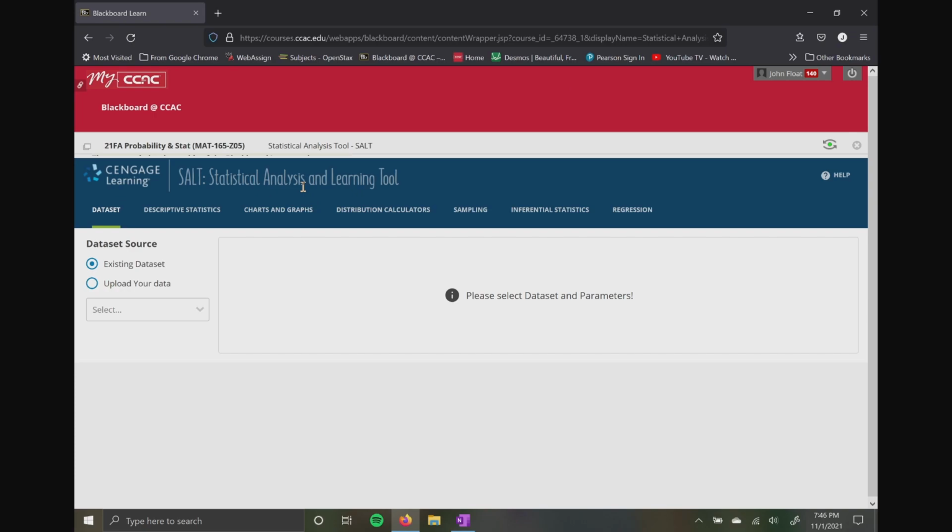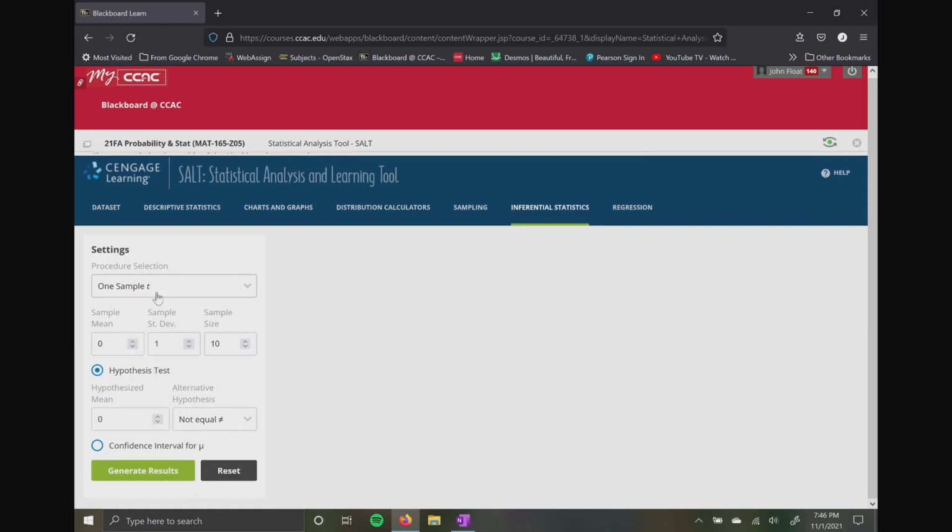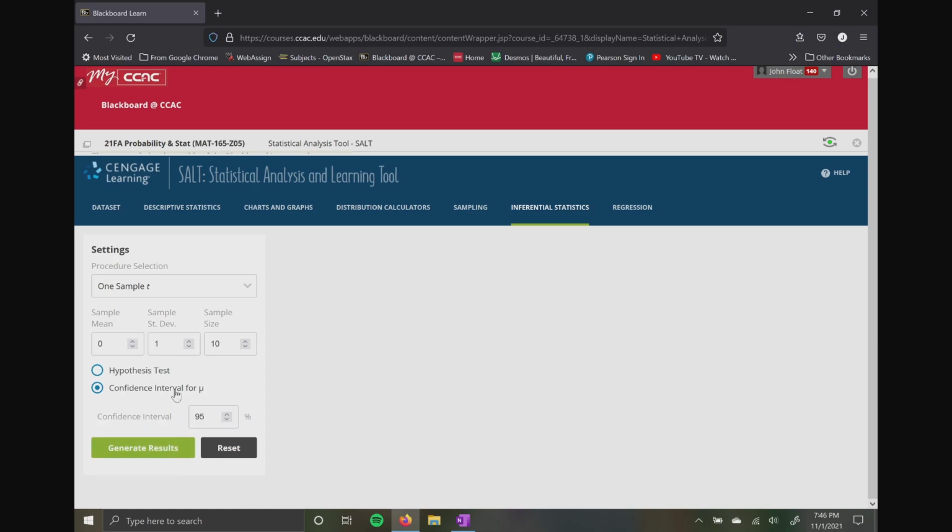Now, we are doing inferential statistics here. So you want to go over to the inferential statistics part. And on the left-hand side here in the settings, you're going to see a bunch of stuff, all right? First thing I want you to do is click on confidence interval for mu. Now, I know it says mu, but we're going to change that, all right? So procedure selection, we are doing a one sample proportion. So click on one sample proportion.